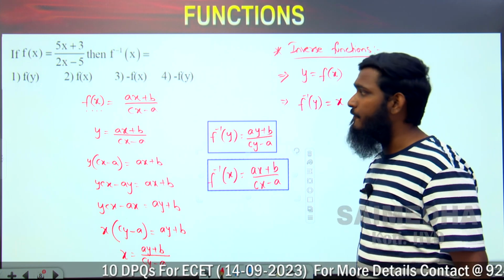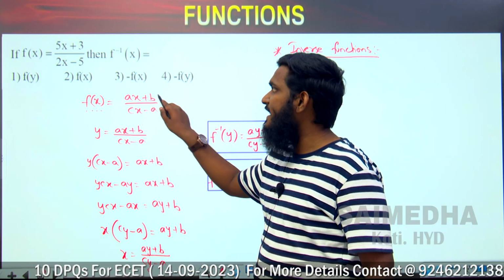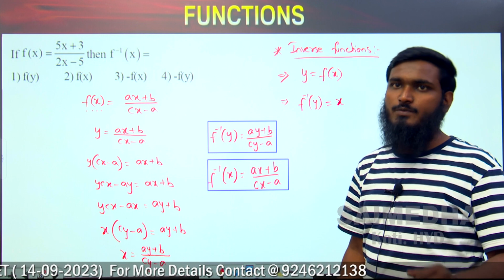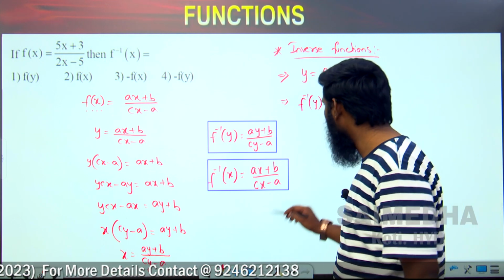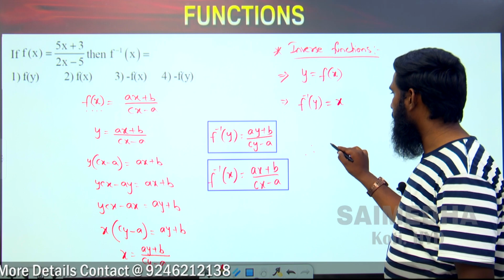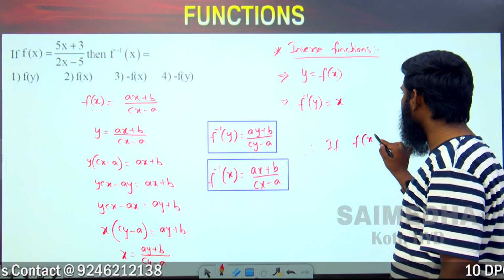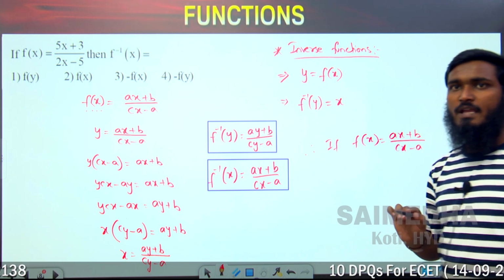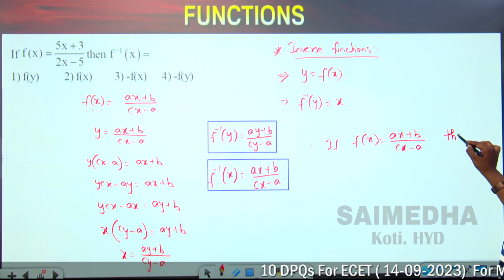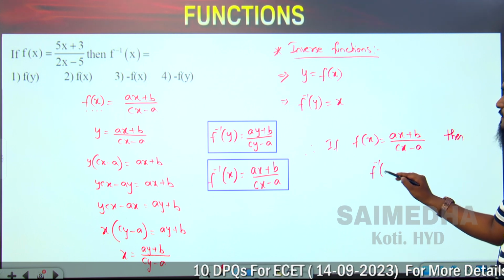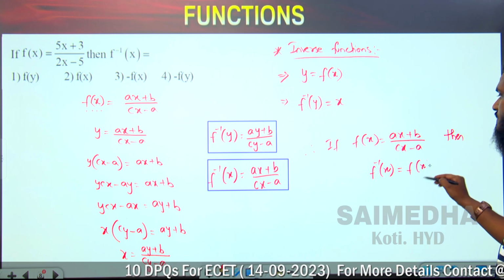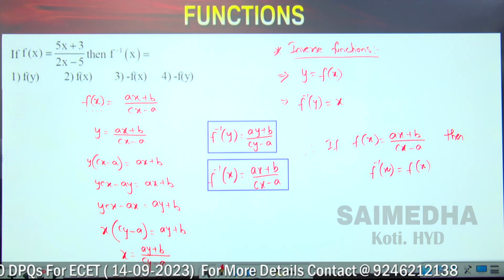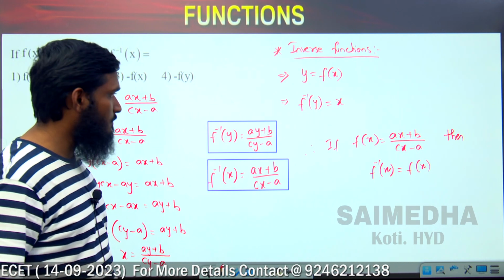Now if you look at the question carefully, what is the question we have taken? F of x is equal to ax plus b divided by cx minus a. What is f inverse of x we are getting over here? Ax plus b divided by cx minus a. Same answer we are getting over here. So therefore, for this condition, if f of x is equal to ax plus b divided by cx minus a, then f inverse of x is equal to what? F of x. Okay, so this part we have taken over here. Now let us see what we are doing next. F inverse of x is equal to f of x.